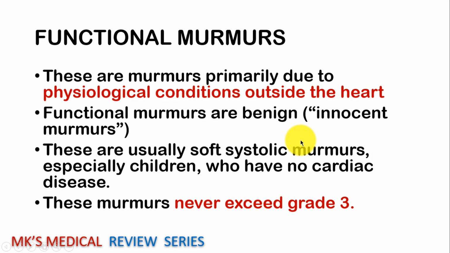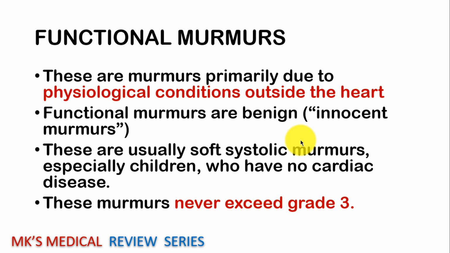So functional murmurs, on the other hand, are primarily due to physiological conditions outside the heart. These functional murmurs are benign, so they are innocent murmurs, and they are often soft systolic murmurs, especially in children who have no cardiac condition, and they never exceed grade 3.